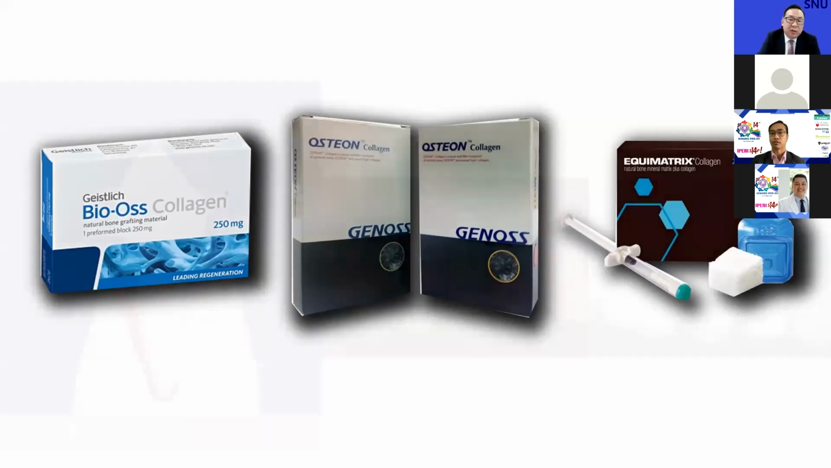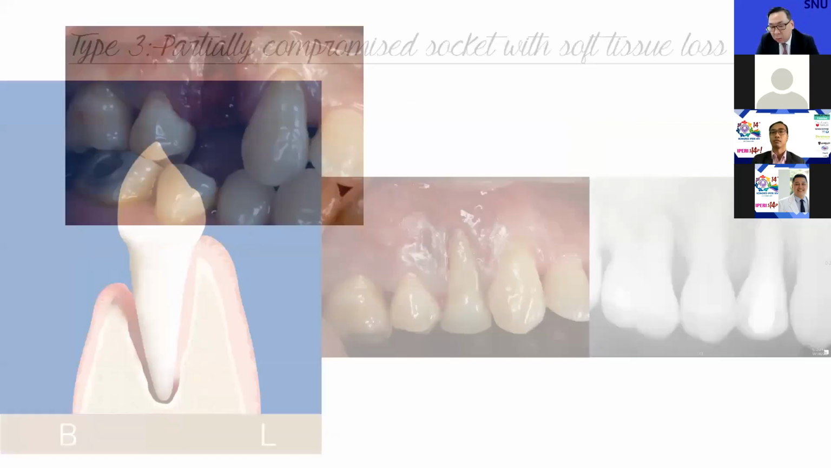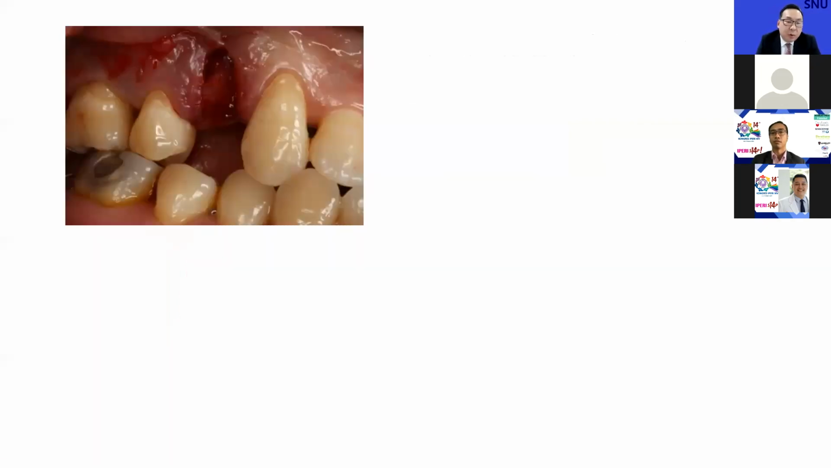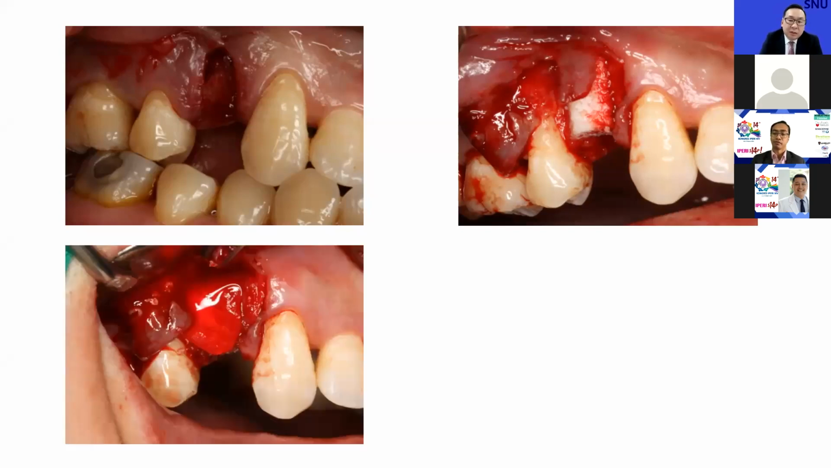Then I just want to show you this case on number 14, where there is a recession, and this area was indicated for a ridge preservation procedure. So what we did was we extracted the tooth atraumatically, and then we used this type of matrix bone. We could customize it and just fit it into the defect like a sugar cube. And over this biomaterial, we used a collagen membrane to cover it.